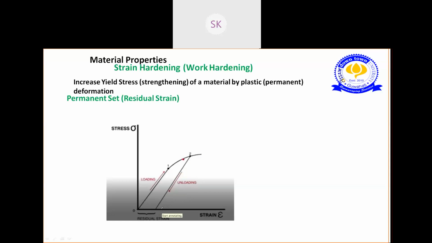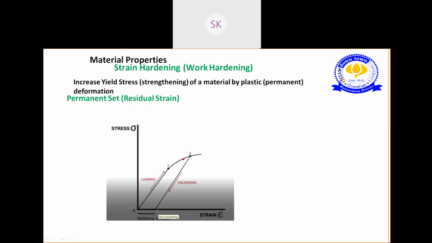Then we had some plastic deformation. When we unload the member, it changes from its original dimension to another dimension. So after unloading we have some plastic deformation, so we have some residual strain or permanence.